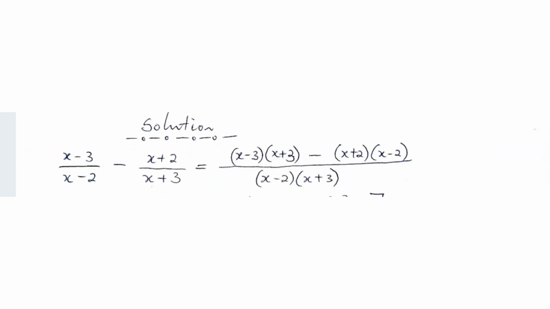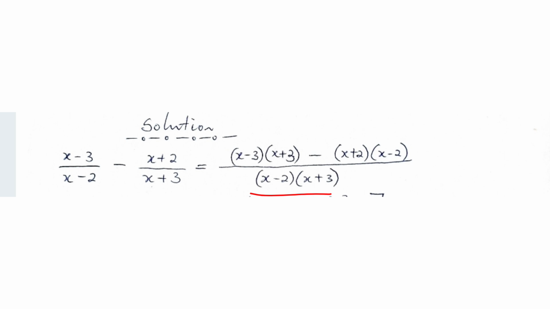Right, so here is the solution. The first step is to find the lowest common multiple of the denominators, which will come as a product of both denominators, x − 2 and x + 3, which will then be x − 2 in brackets and then x + 3 in brackets.